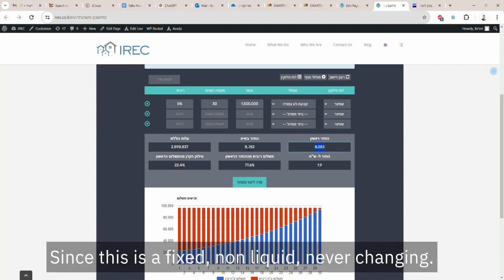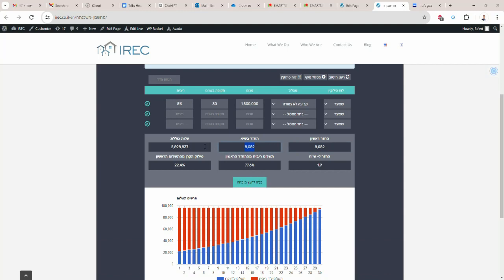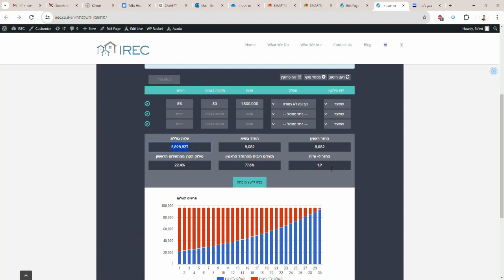Since this is a fixed, non-linked, never changing, the maximum return on this mortgage stays the same because it just doesn't change. This is the total amount. If you borrow 1.5 million, you will return 2.9 million shekels. This number is high because we're talking about a 30-year mortgage.